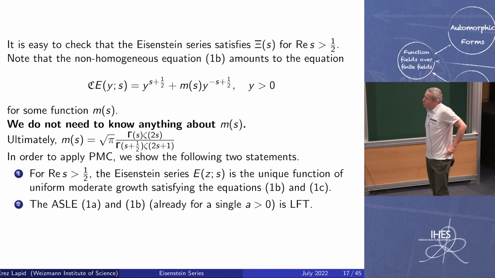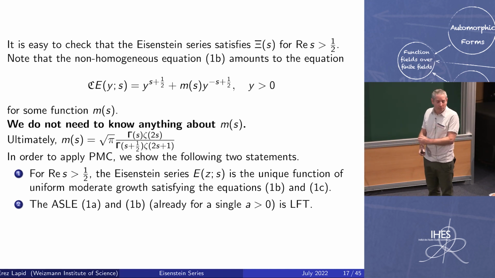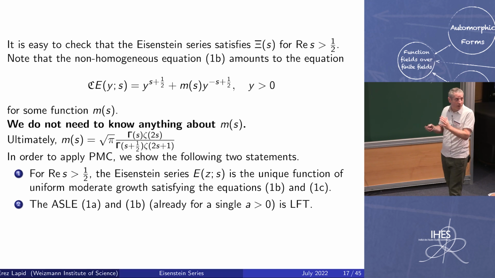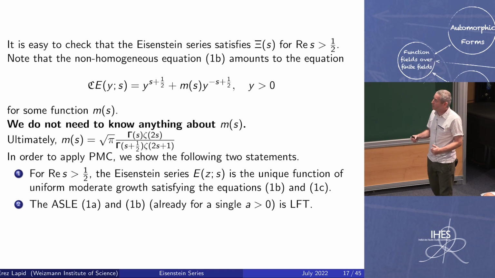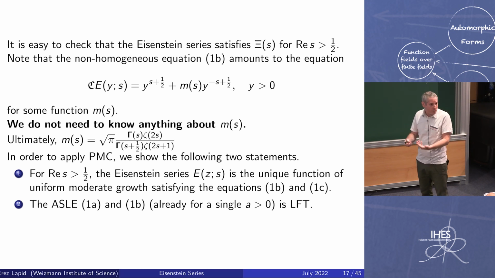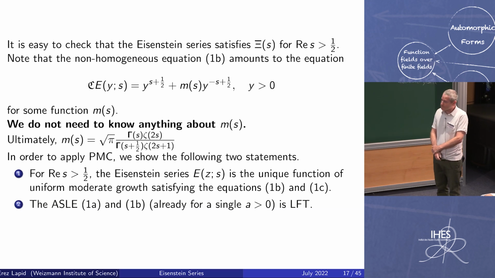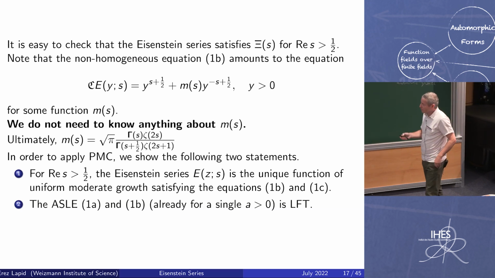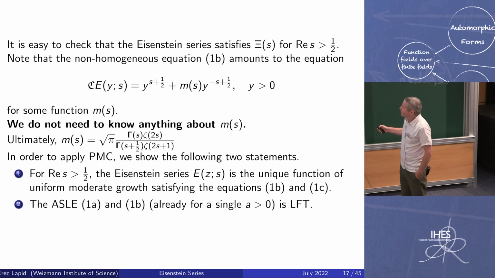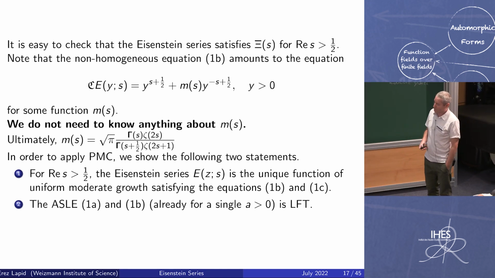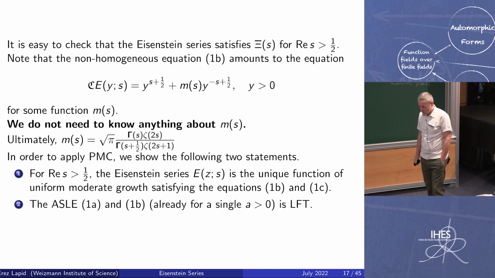And now to apply the principle of meromorphic continuation, I need to know two things. First of all, I need uniqueness. For real s bigger than half, the Eisenstein series that we wrote down explicitly is not just a solution, but the unique solution in the space of functions of moderate growth. For uniqueness, you only need the last two equations, and the first two equations give you local finiteness of type.